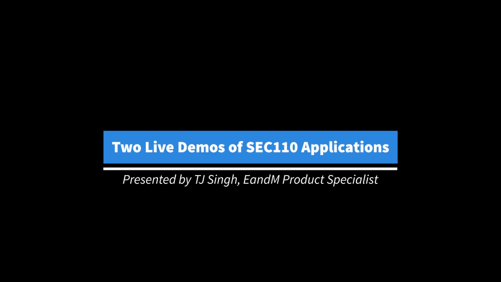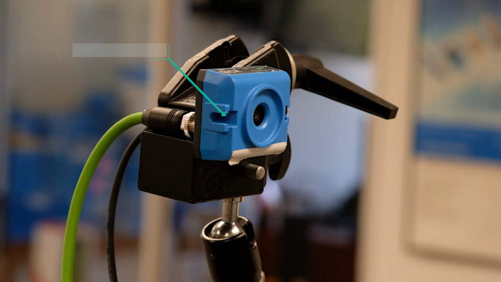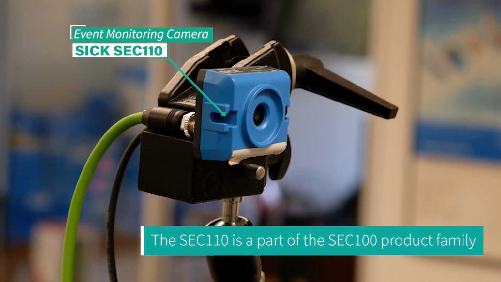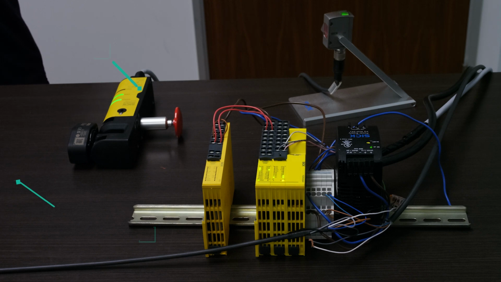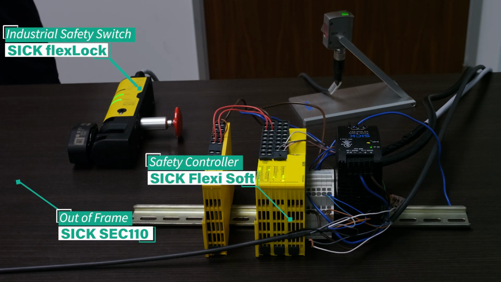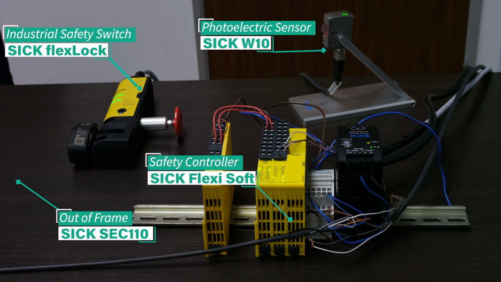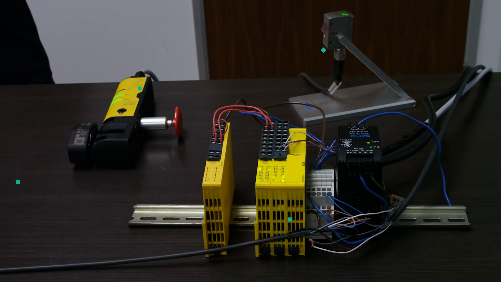Today, I'm going to show you two live examples of how the SEC110 Event Cam from SIG helps you monitor your processes. So that is the SEC110, which is our event monitoring camera. And what we are trying to do here is use different devices and sensors to create event recordings for whatever data points our customers want to collect.